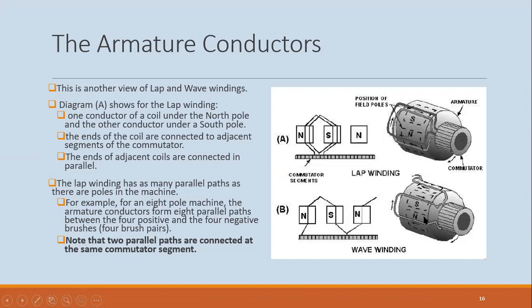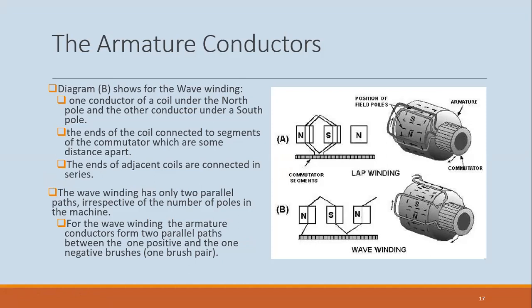And the same thing also for the wave winding, right? So notice again, one conductor is under the North Pole, and the other conductor connected to that coil is under the South Pole. All right, so this is just general reading information. I've gone into some detail here also for the wave winding. Same kind of thing, so you can read it.